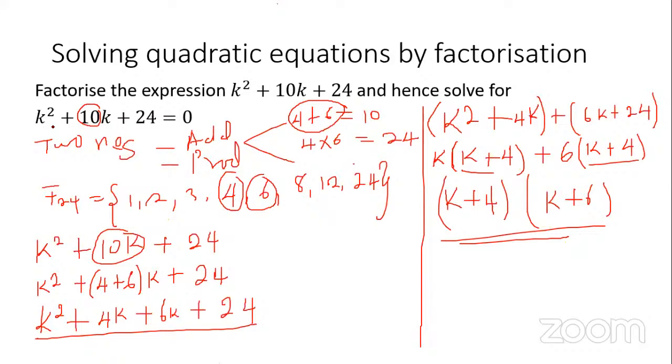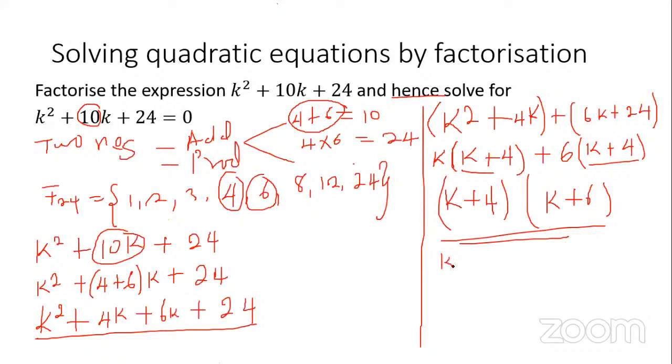Okay. So when we arrive here, we would have now simplified our equation of k squared plus 10k plus 24 equaling 0. So it is now in a simplified form, and hence we have factorized. Then after doing that, we are going to go to the hence part.